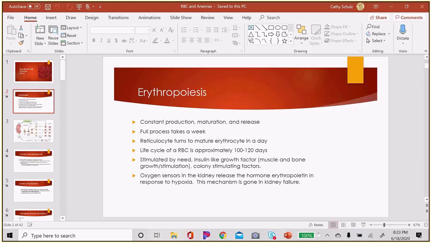We can increase the production of red blood cells during times of growth, so we can release growth hormone, which becomes insulin-like growth factor during infancy and when we're teenagers, to help increase the amount of red blood cells, because obviously we need the oxygen to grow. Or erythropoietin, which is the colony stimulating factor, can increase production of red blood cells.